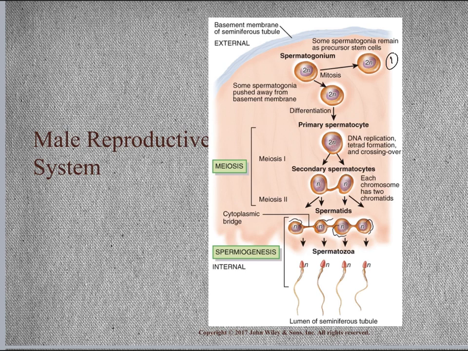Now, with differentiation, our primary spermatocyte is going to give rise to our secondary spermatocyte. What happens here? We are replicating our DNA, we're forming these tetrads, and more importantly, we are crossing over. So, what is crossing over? This is going to be super important for human anatomy. So we say, what exactly is crossing over?